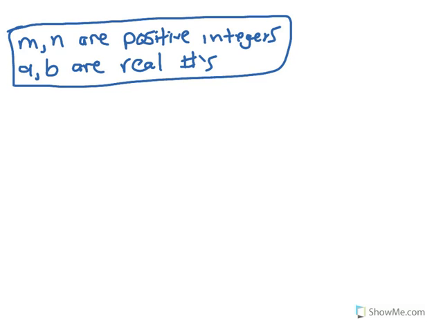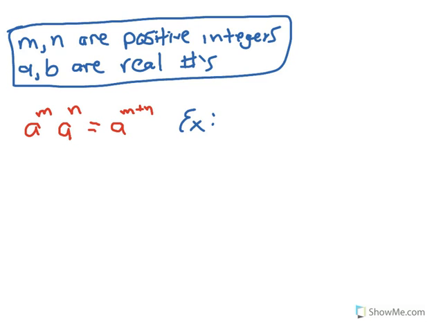Here are some properties for exponents. These are facts about exponents. Each of these facts are based on the conditions that m and n are positive integers, and that a and b are real numbers. Here's the product property. If you're multiplying two things together and they have the same base, in this case they have the same base as a, you can simply take the exponents and add them together. This is the product property.